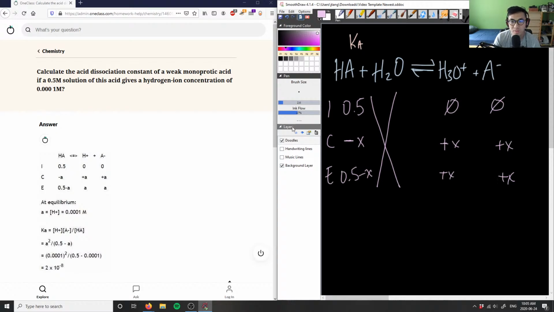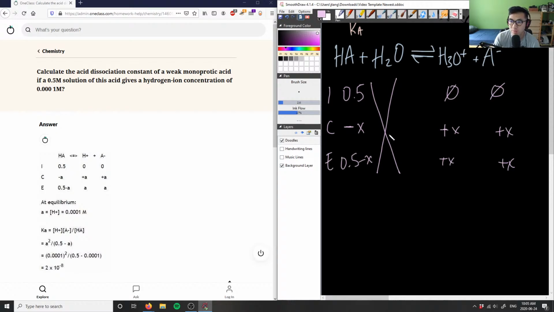And now what we can do is set up our Ka expression. We can say our Ka is simply equal to the concentration of products over our reactants. So we have H3O plus times A minus, divided by HA. And the reason, again, why we don't put water in the expression is because water here is in liquid form, and it does not contribute to our equilibrium expression.